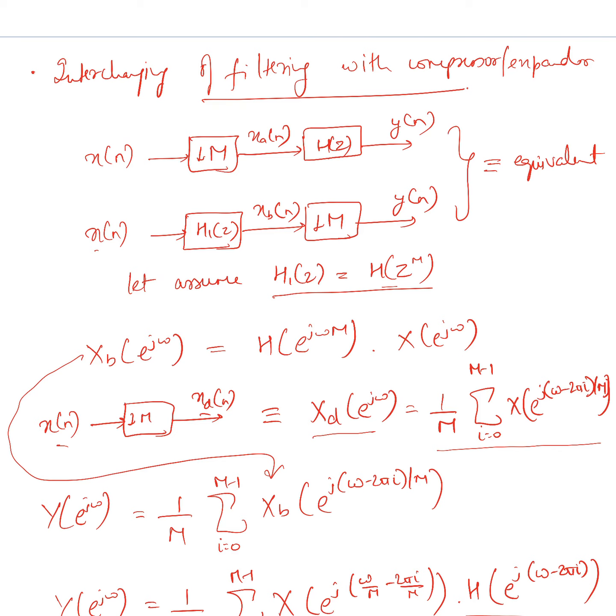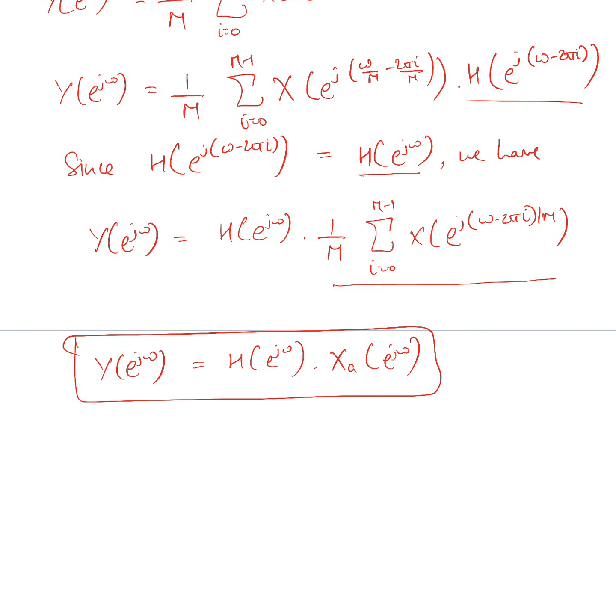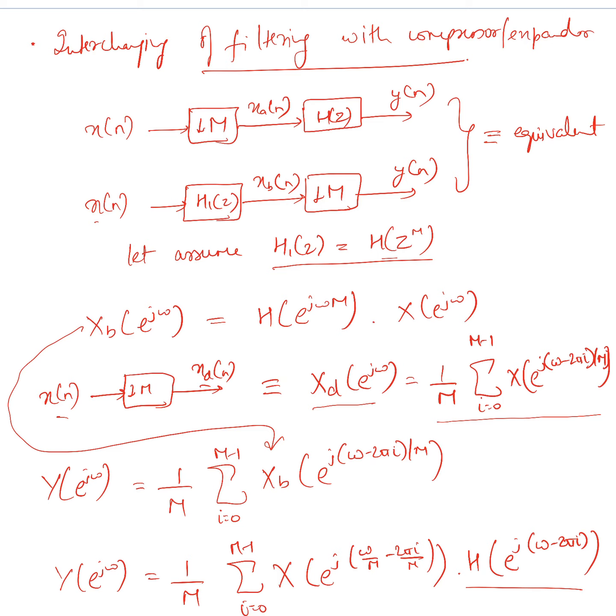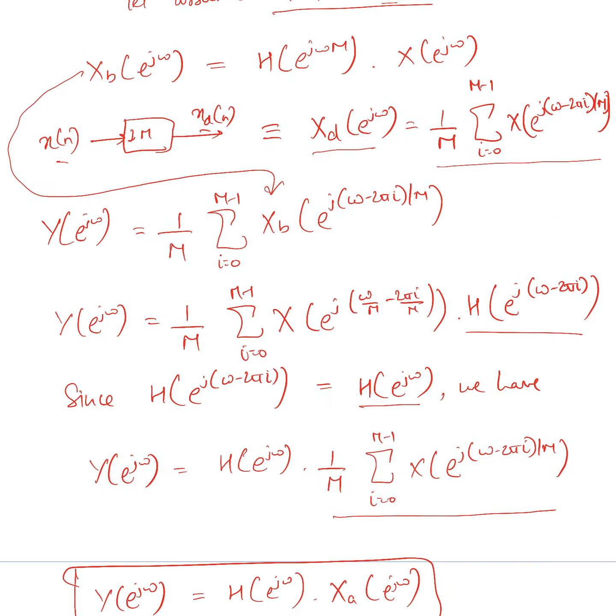Now for the first block diagram, because here we have this y of n, in the frequency domain it would be Y of e to the power j omega is equal to H of e to the power j omega times Xa of e to the power j omega, and this is what we get. So both these block diagrams are equivalent if I substitute h1 of z as equal to h of z to the power m. So if we have the downsampling operation followed by a filter, then I can interchange their position. By interchanging their position, the frequency response of the filter would change, and this is the change which will happen here.